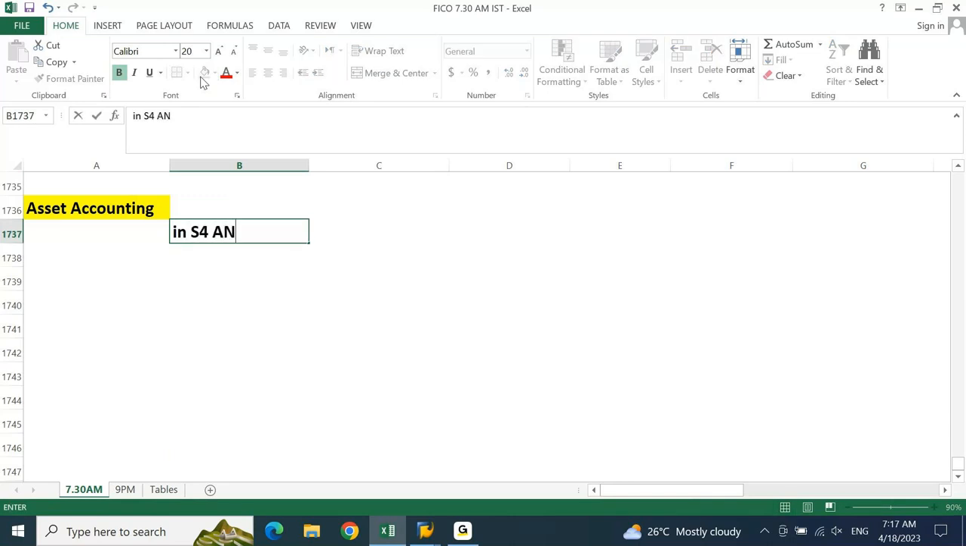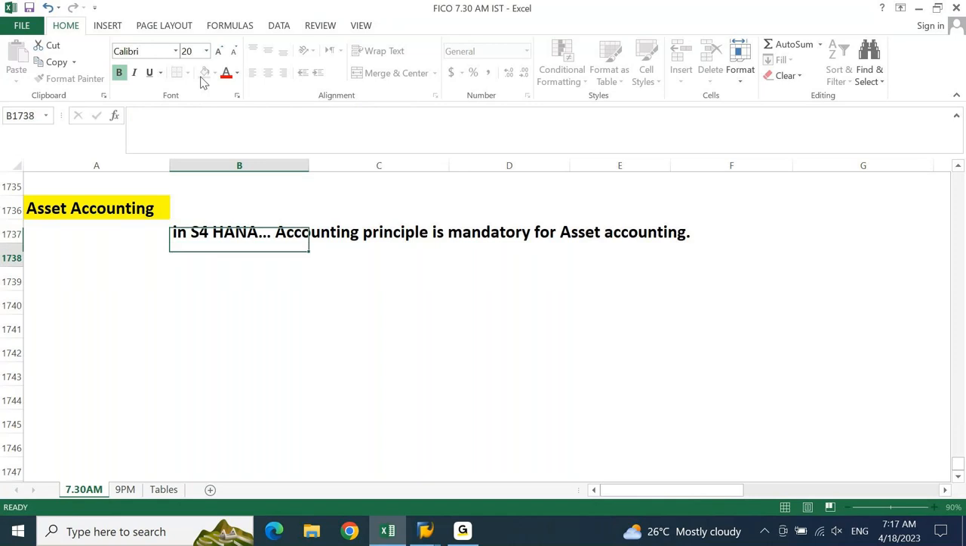In S4HANA, accounting principle is mandatory for asset accounting. If you are not using accounting principles, you cannot do asset accounting in S4HANA. In ECC you also have accounting principles, but in ECC it was optional. Whether you use an accounting principle or not is optional. Nothing is going to stop you. But in S4HANA you cannot use asset accounting if you are not using the accounting principle concept.